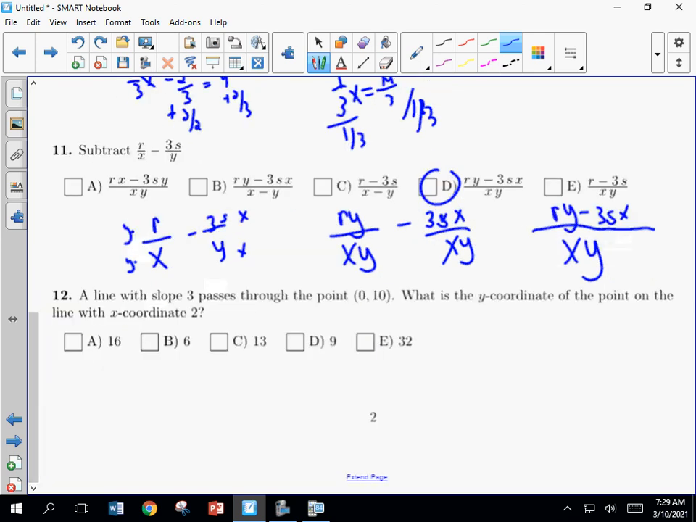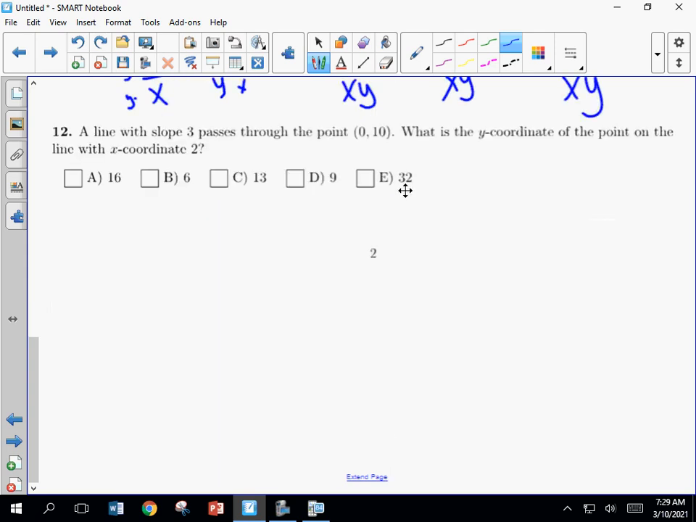A line with the slope 3 passes through the point 0, 10. What is the y-coordinate of the point on the line with the x-coordinate 2?